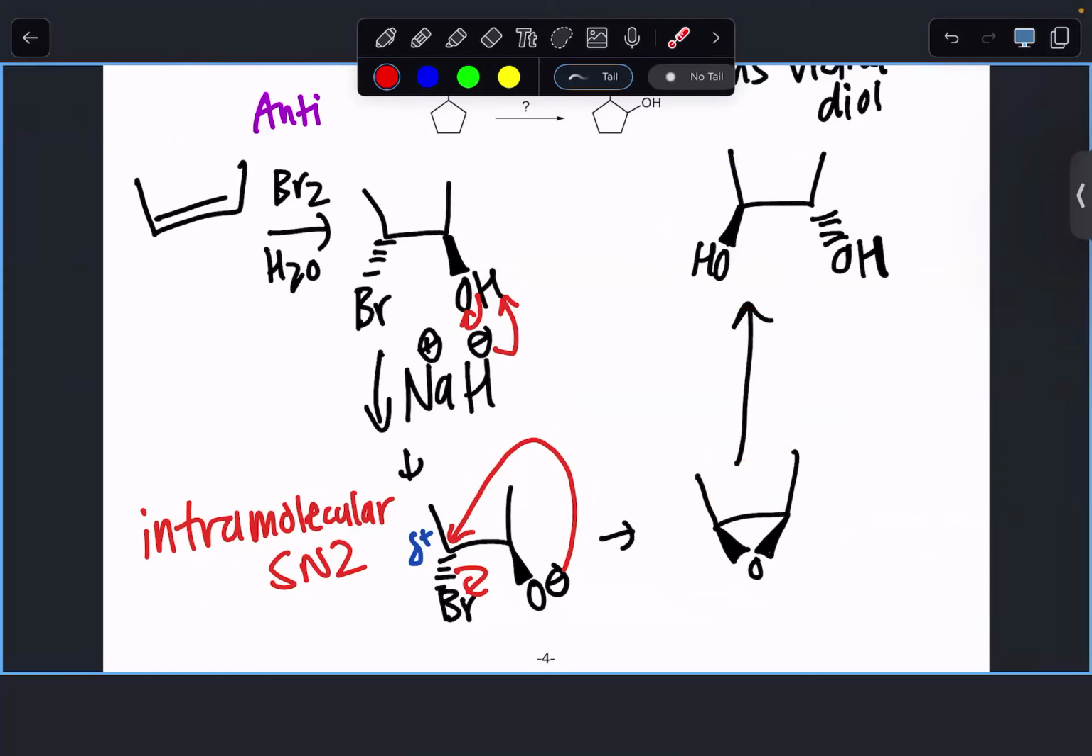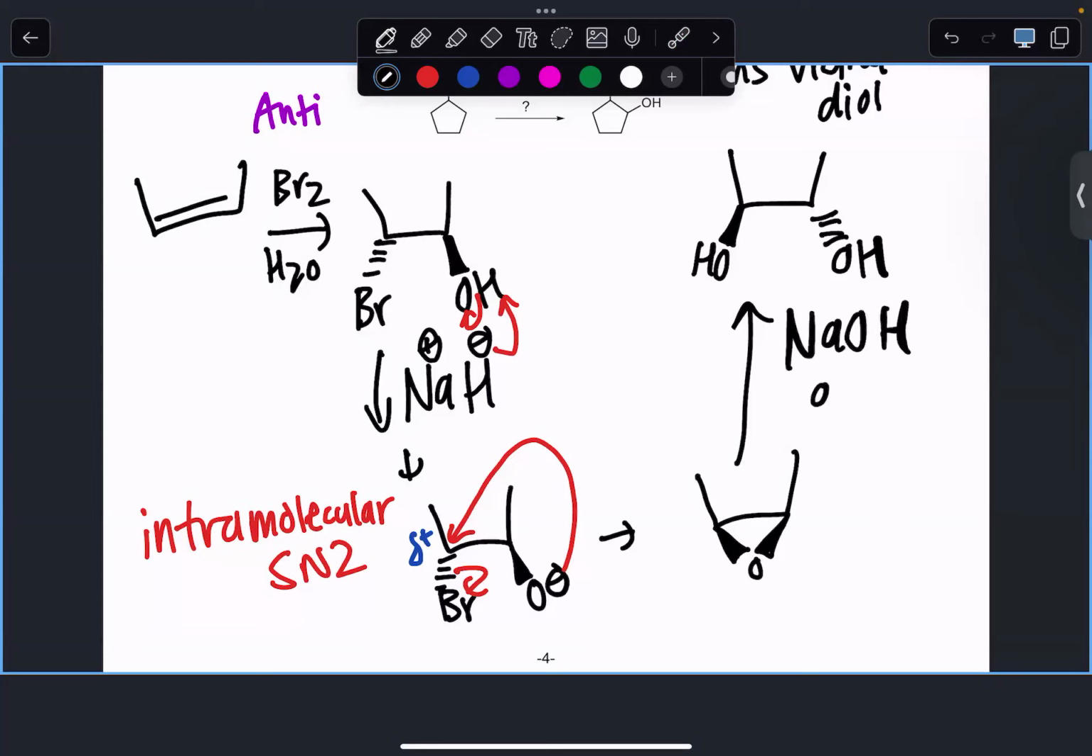Now, there is one way for us to go from this epoxide to this trans diol here. What reagent can we use to make it trans and add another alcohol? So what is the nucleophile that we want to use to add another OH there? Yeah, you could use strong acid or strong base. It doesn't matter. Sodium hydroxide or H3O plus.